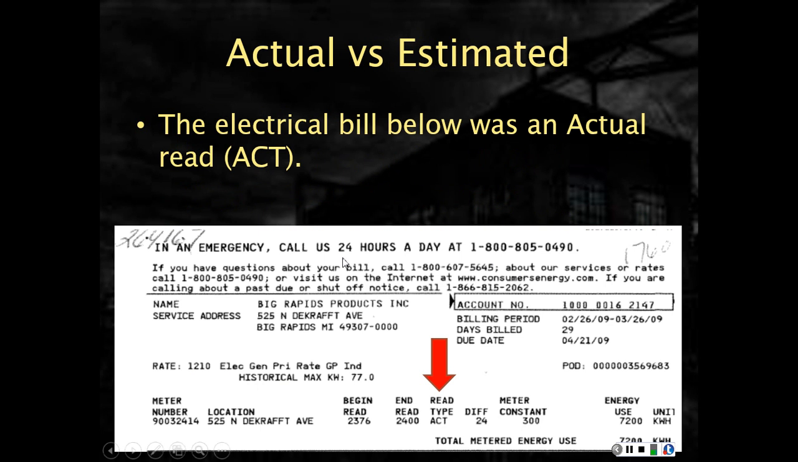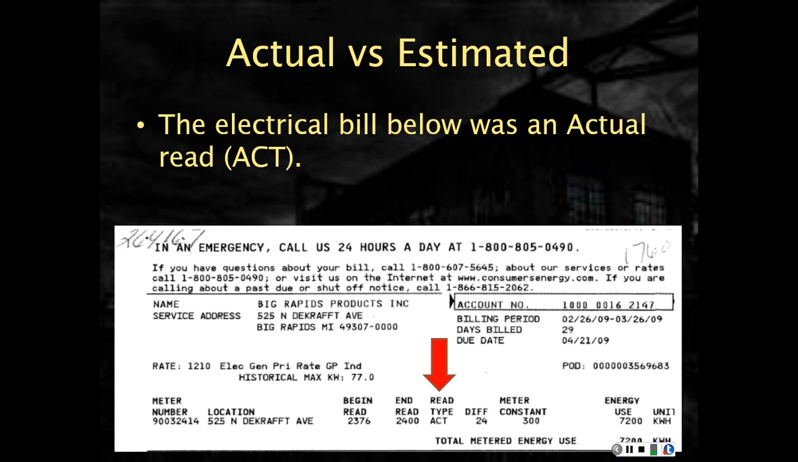So the first thing, if we go through here and look, on this bill, this actually was an actual meter read, and that's a good thing. If we see any utility bills that have an estimated read, that's a cause for concern. First, if I'm trying to do an energy utilization index, I should have all actual meter reads. I shouldn't have any estimated.